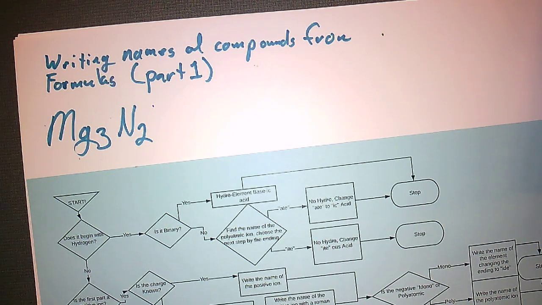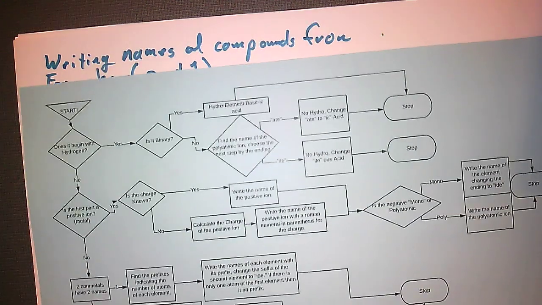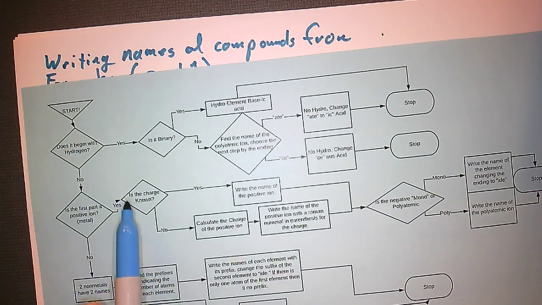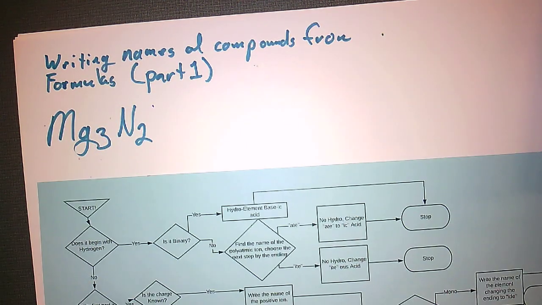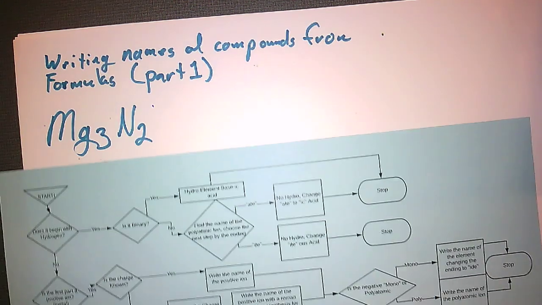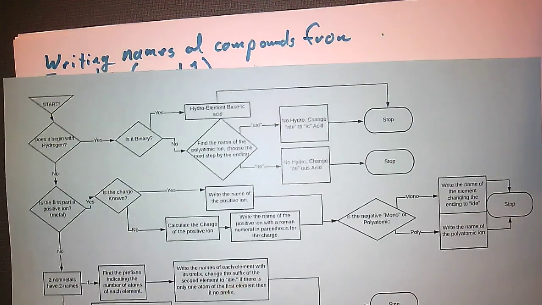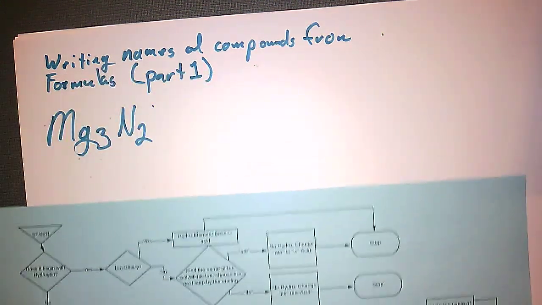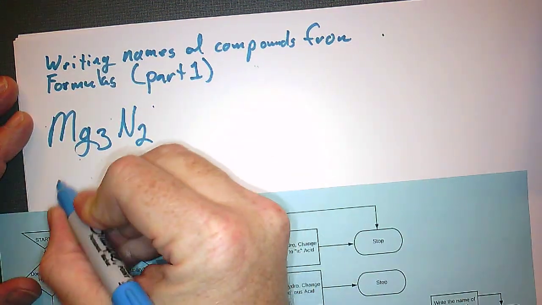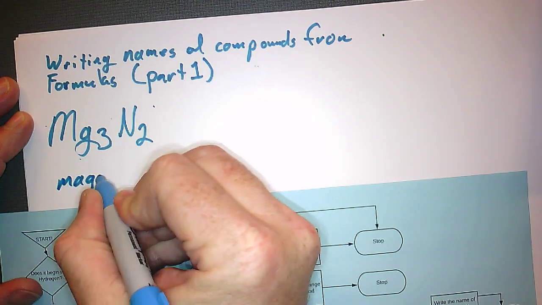So we go over this way, to the yes. And is the charge known? Yeah. So for magnesium, you say yes, and it is, because it's in the second column. Magnesium has a charge of what? +2, positive 2. All right. So since the charge is known, then we just write the name of the positive ion. So we're going to write magnesium.